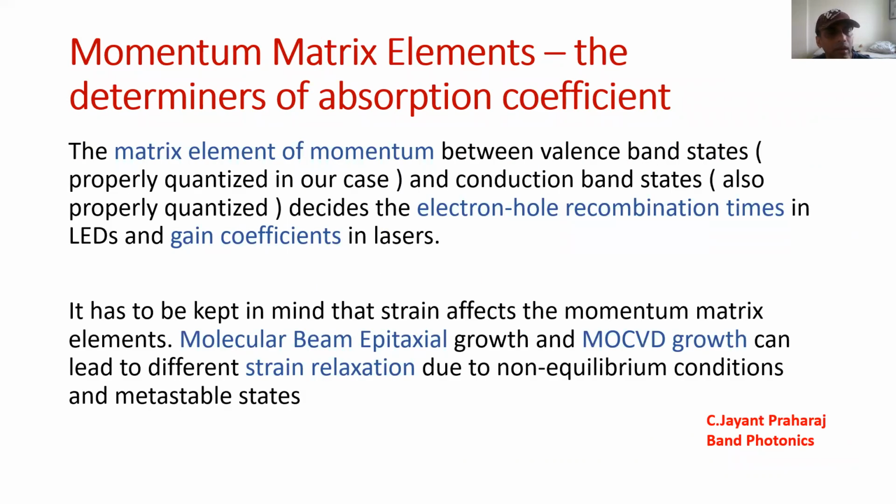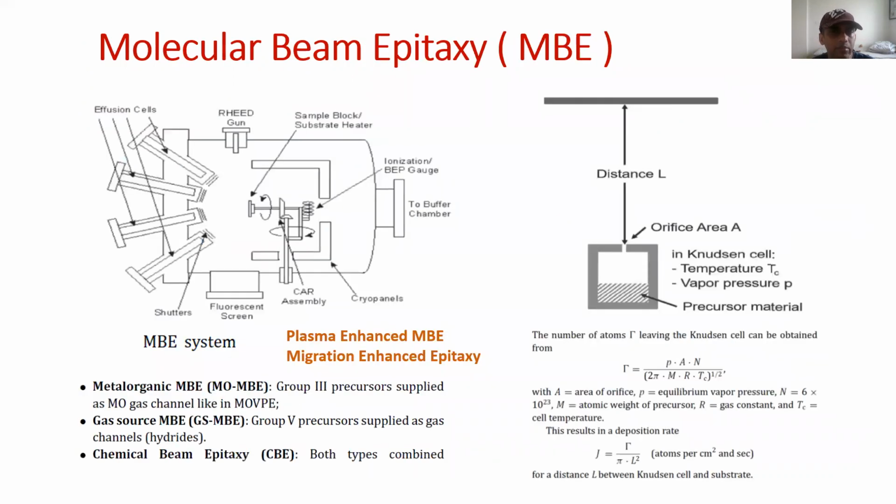The matrix elements of momentum between valence band and conduction band states decide electron hole recombination times in LEDs and, for example, gain coefficients in lasers. Also, you have to keep in mind that strain can affect the same parameters, and so molecular beam epitaxy growth or MOCVD growth can lead to different strain relaxation, and that can lead to different device properties. These are typical epitaxial growth methods.